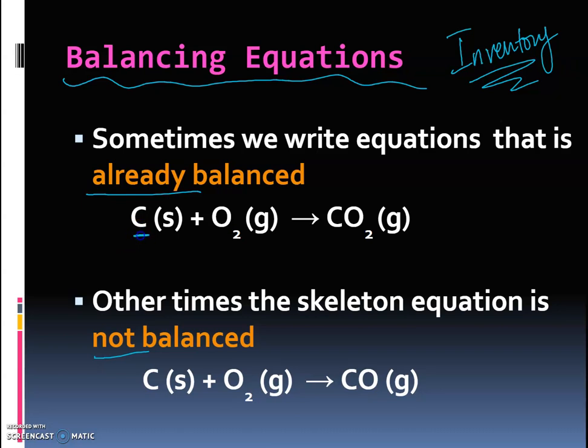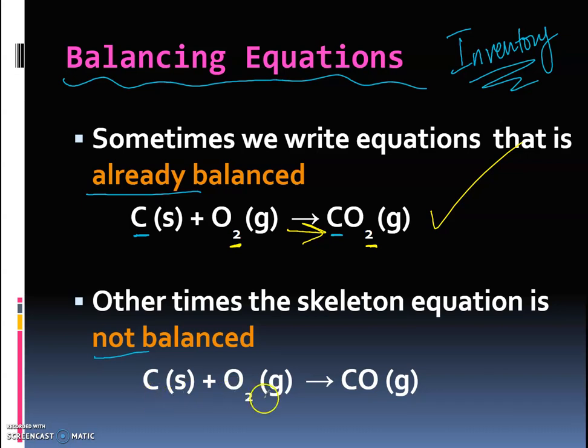You count up what's there and you see how much of everything you have. So you can see I have one carbon on the left, one carbon on the right, and we have to obey the law of conservation of mass and matter. I have two oxygens on the left and two oxygens on the right of the yield sign. So that checks out, and this one is already balanced.